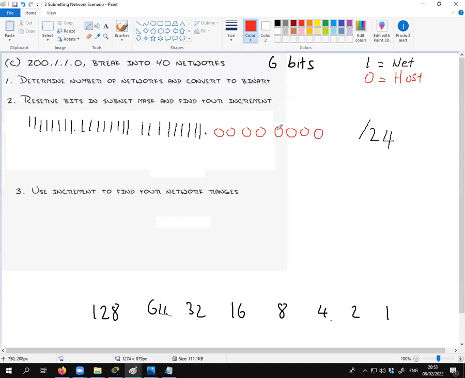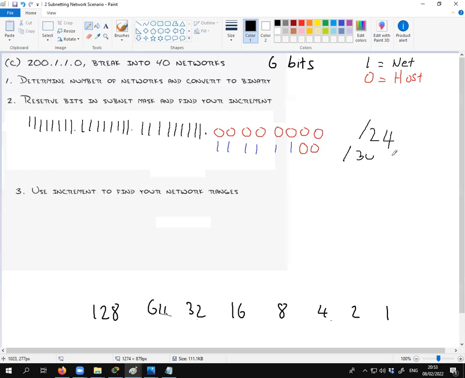So you take 6 of these zeros and you convert them into ones. So 1, 2, 3, 4, 5, 6. Why 6 bits? Because it takes 6 bits to make 40. Then your slash notation goes from slash 24 to a what? Slash 30. We're just adding the 6 bits to be borrowed, ones, plus the 24. So your new thing is going to be slash 30.